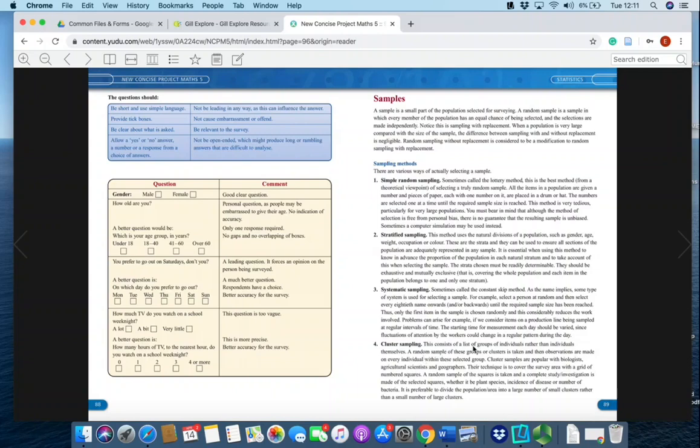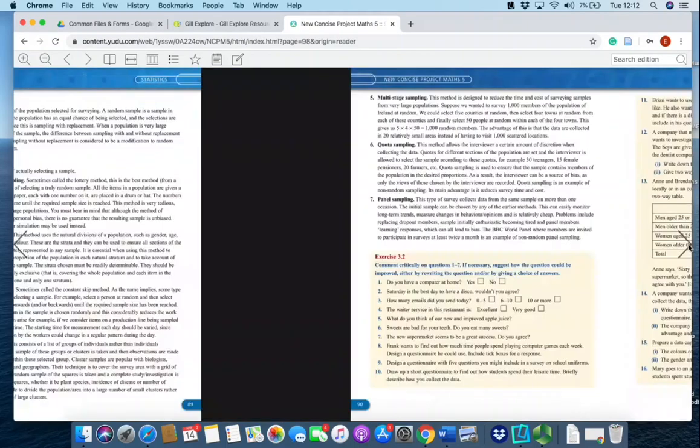Cluster sampling then consists of a list of groups of individuals rather than individuals themselves. So you take clusters of people. A random sample of these groups or clusters is taken, and then observations are made on every individual within your selected group or cluster. These are popular with biologists, agricultural scientists and geographers, and it's used to cover the survey area with a grid of numbered squares. They take a random sample of the squares within the grid, and then they ask everybody within that, or they look at every plant within that square, and so on and so forth. So cluster sampling.